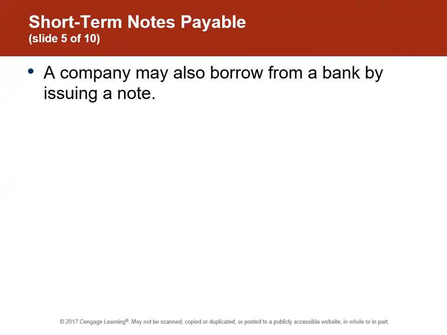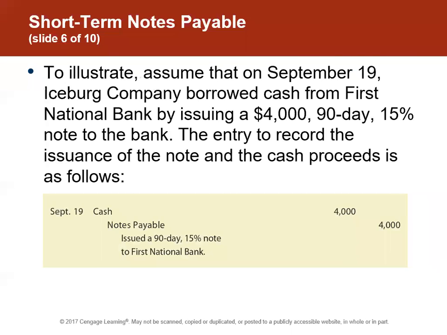Instead of just borrowing to extend an accounts payable, we can also just borrow money from a bank, and that's also a note. So assume on September 19th, hey, today's September 19th, isn't it? It's like 9/19/19. To illustrate, assume that on September 19th, Iceberg Company borrowed cash from First National Bank by issuing a 4,000 90-day 15% note to the bank.